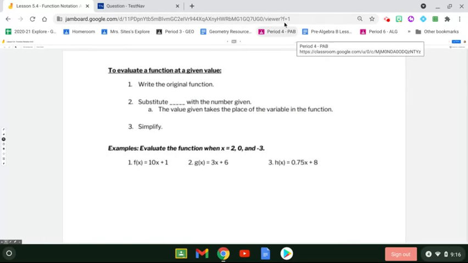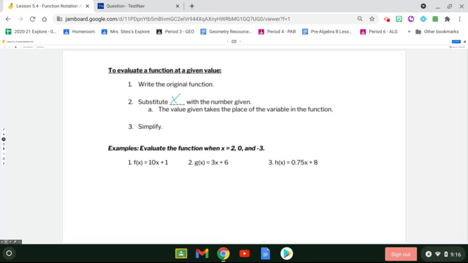So to evaluate a function at a given variable, you write the original function, you substitute x with the number that is given to you, and then the value that is given takes the place of the variable that's in the function, and you basically simplify. So here, let's take an example down at the bottom. We're going to evaluate a function at each one of these values when x equals 2, 0, and negative 3.